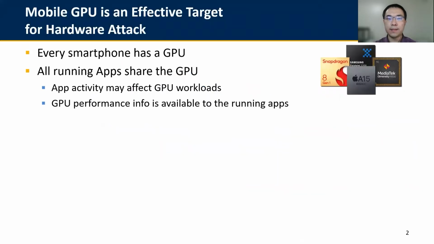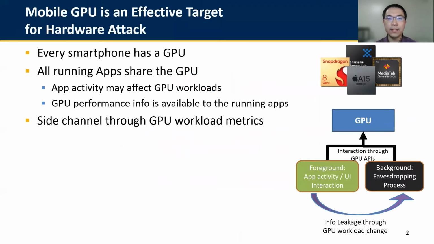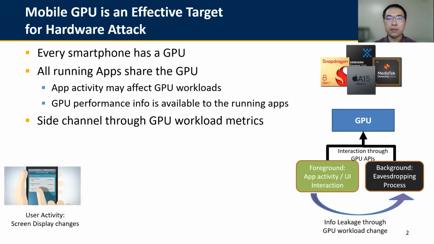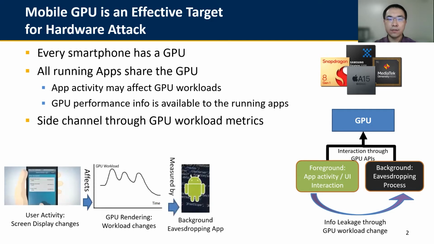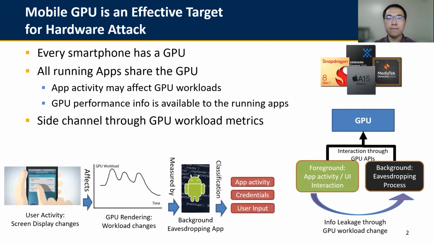The theme of our paper is that GPU on mobile phones could bring important security vulnerabilities. When the GPU hardware is shared by the malicious app and victim user apps, information of these victim applications may be eavesdropped through side channels. Foreground user activities result in changes in display rendering, which in turn produce different amount of GPU workloads. Such changes of GPU workloads can be measured by background eavesdropping apps to infer sensitive user information of activities.